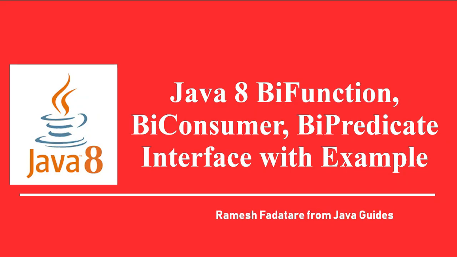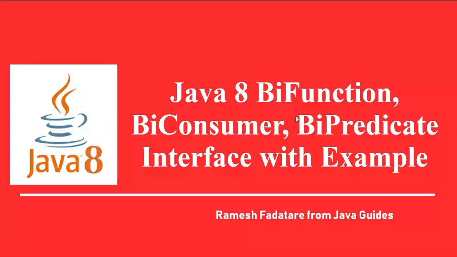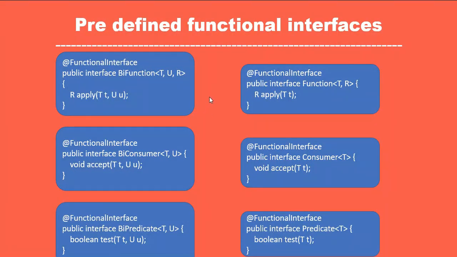Java. In a previous video I have shown you how to use consumer, supplier, function and predicate functional interfaces with an example. So these are a few important predefined functional interfaces that we discussed in my previous video tutorial. In this video tutorial we are going to take a look into BiFunction, BiConsumer and BiPredicate interface with lots of examples. Alright, so let me summarize the function, consumer and predicate interfaces.